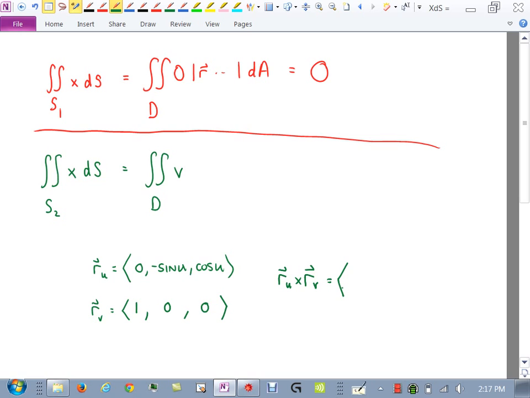What do you get when you do your first cross there? 0. Okay, what about the middle one? Yes, it's cosine u, right? Not negative because it's the middle one. So we have 0, we have cosine u, and then the last one, sine u. Right? And now I need the magnitude of that. It's 1.